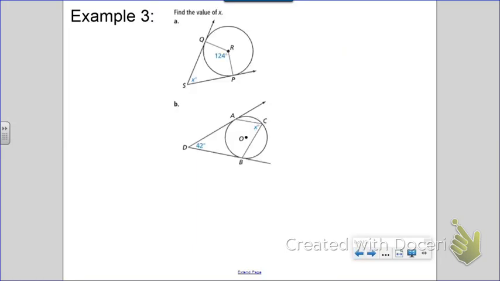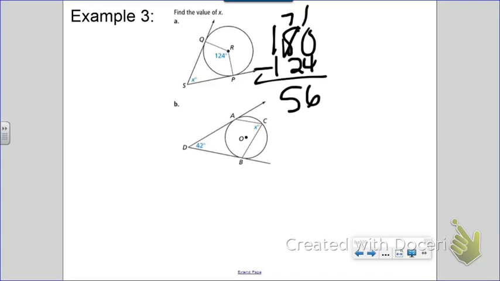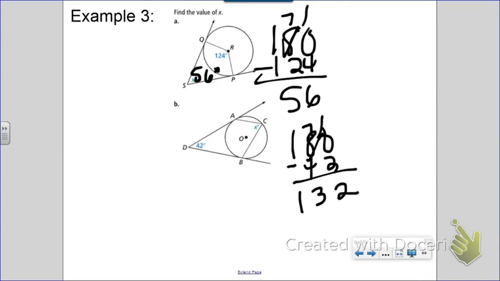In our next example, assume that we're at the center of the circle. We also know that the angles across from each other have a sum of 180. So 180 minus 124 is 56 degrees for x. And the other one, same idea. 180 minus 42 is 132 for x.